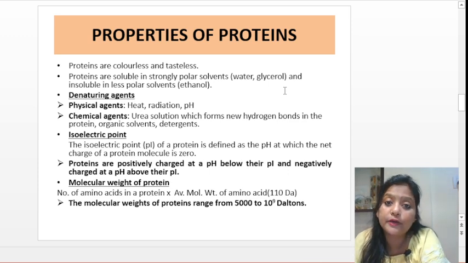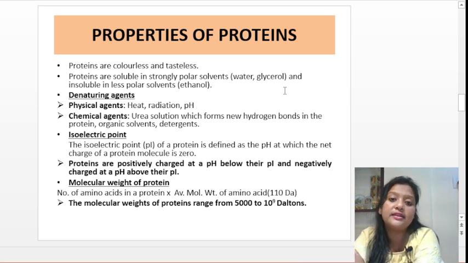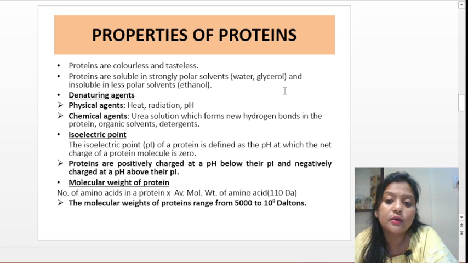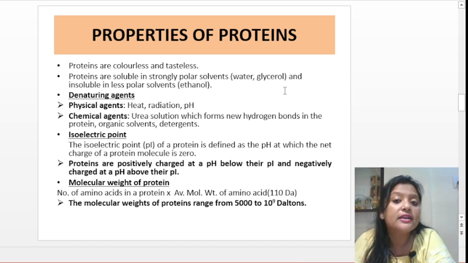Now, coming to the properties of proteins. What are the properties of proteins? Proteins can be colorless and tasteless. Except one, like serine, which is sweet in taste, all the other proteins are colorless and tasteless. Now, proteins are soluble in strong solvents, such as water and glycerin. But if the solvents are less polar, such as ethanol, then the proteins are insoluble in such less polar solvents.